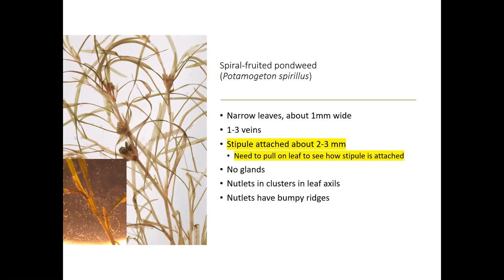But it also does not have any glands, and the nutlets are right in the axils near the stem where the leaves go off. So you see this little nest of nutlets, and the nutlets have bumpy ridges. So again, the key features are that the stipule is attached, and it's one of the few plants that has these stipules that are attached. As I think I said, there are a couple of other rare plants where that's the case, but if it's got these leaves that are about 1 millimeter wide, 1 to 3 veins, then very likely you've got spiral fruited pondweed. And okay, next.